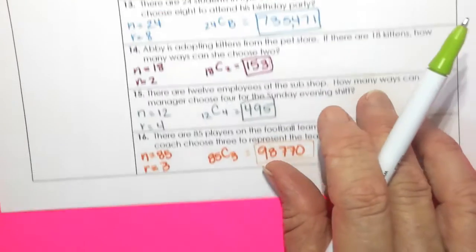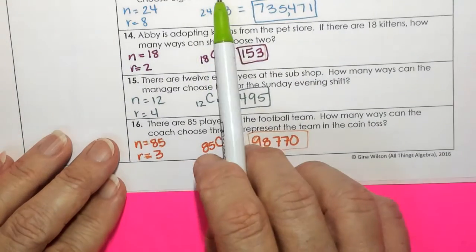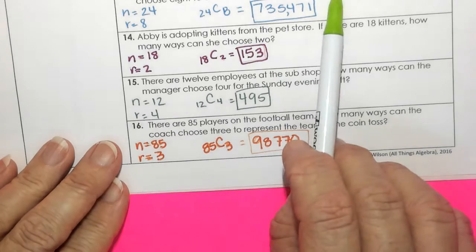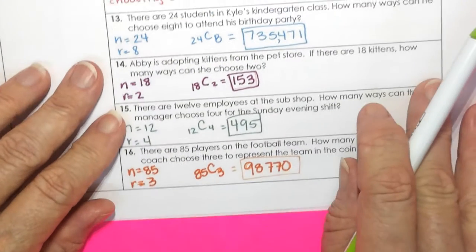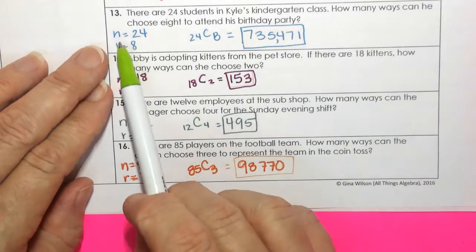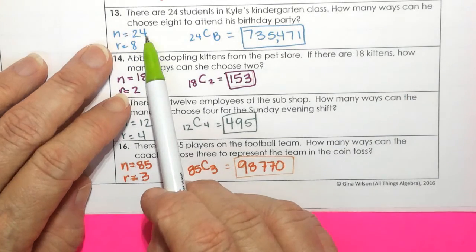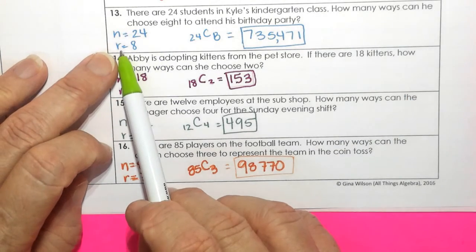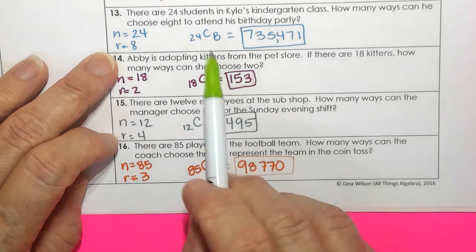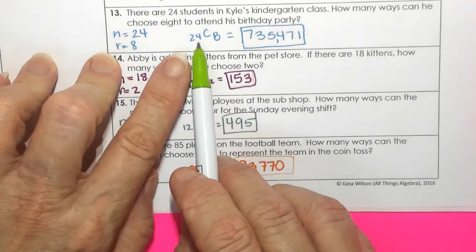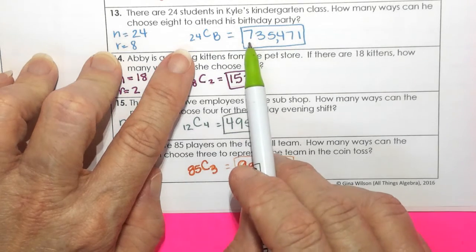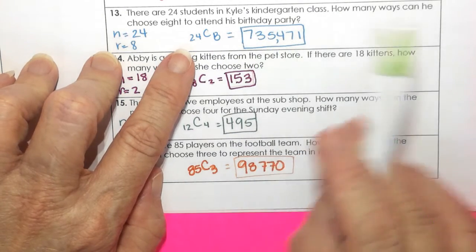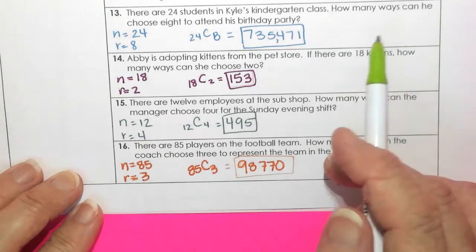For our next example, there are 24 students in Kyle's kindergarten class. How many ways can he choose 8 to attend his birthday party? Okay. n is the total of 24. r is the amount that will be chosen, 8. So you pull up your combinations function, and when it opens the parentheses, you put in 24 comma 8, and you'll get 735,471. It's applying the formula for you.